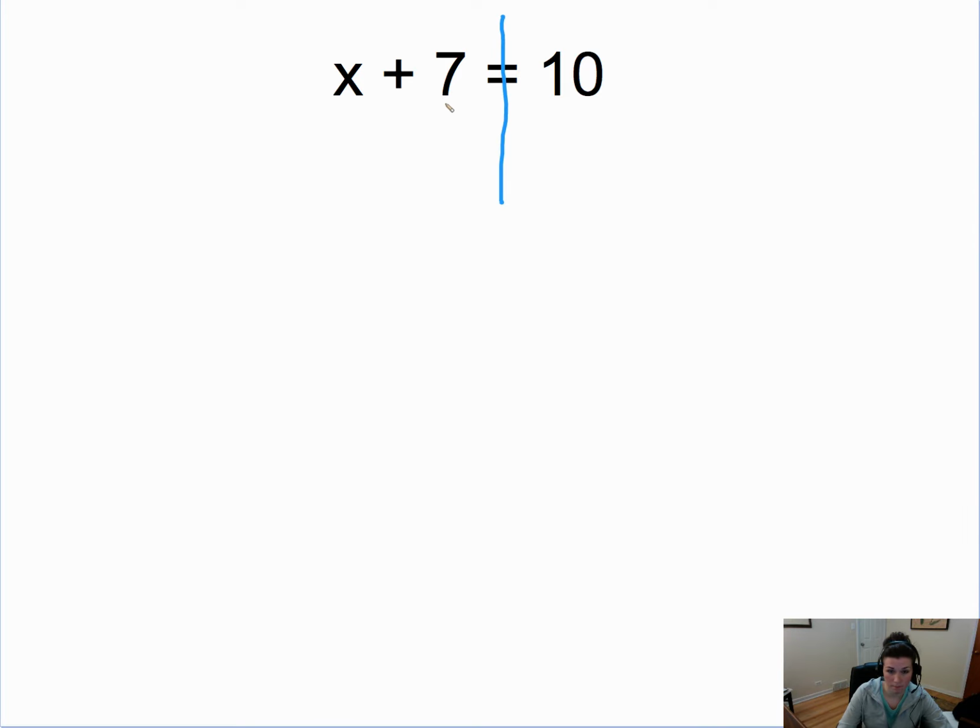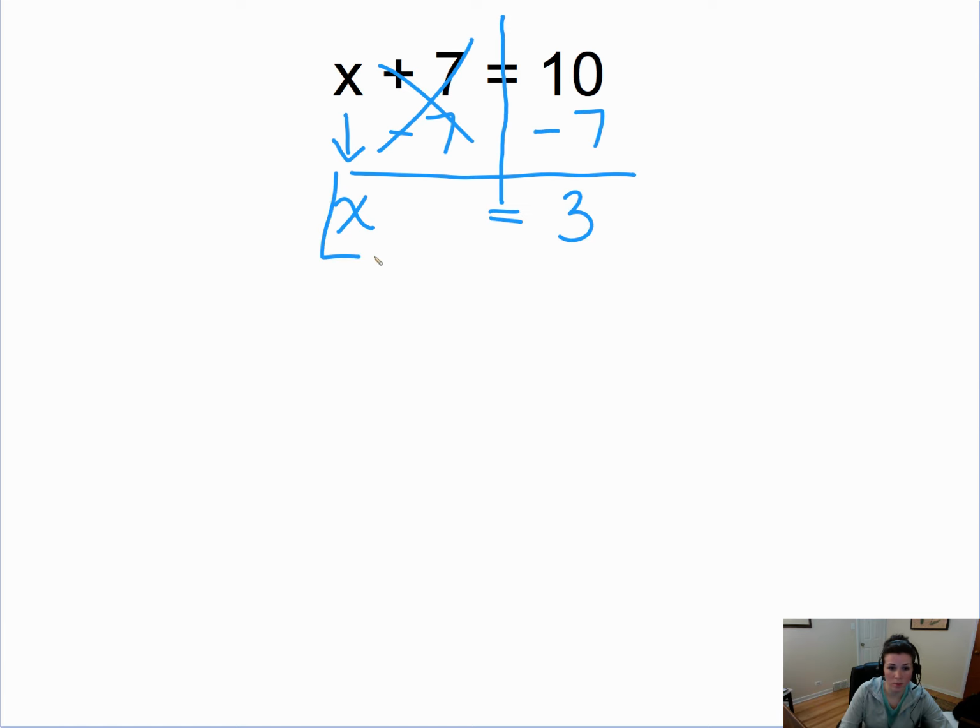The 7. How is the 7 attached to the x? That would be with addition. So I need to do the inverse operation, which would be subtraction. So I will subtract 7, and whatever I do on one side, I have to do on the other. I did not add or subtract anything to the x, so I bring that down. Positive 7 minus 7 is 0, so those cancel. Bring down my equal sign. 10 minus 7 is 3, which is what we knew the answer would be, and so x equals 3.